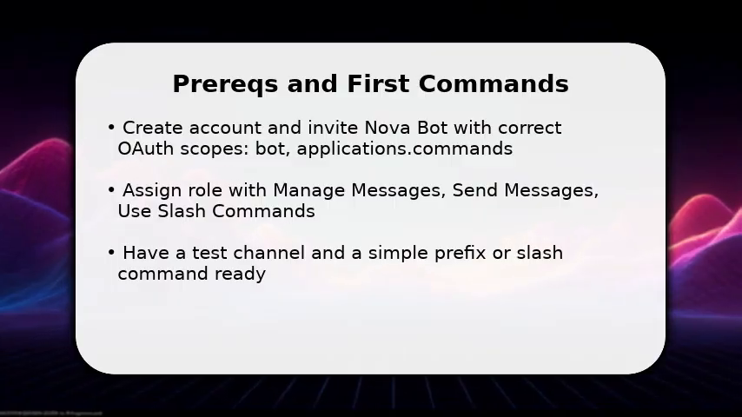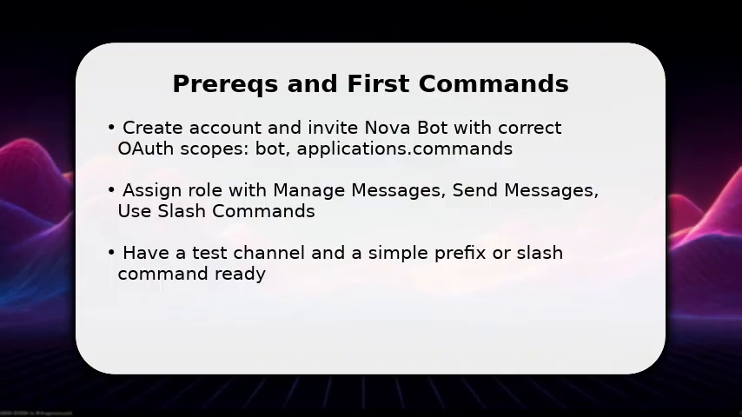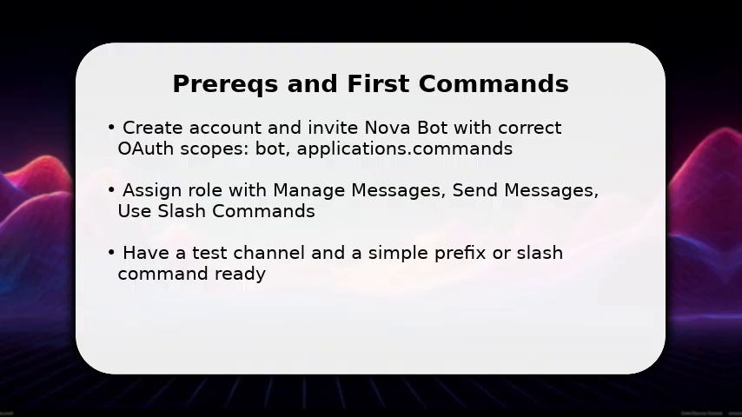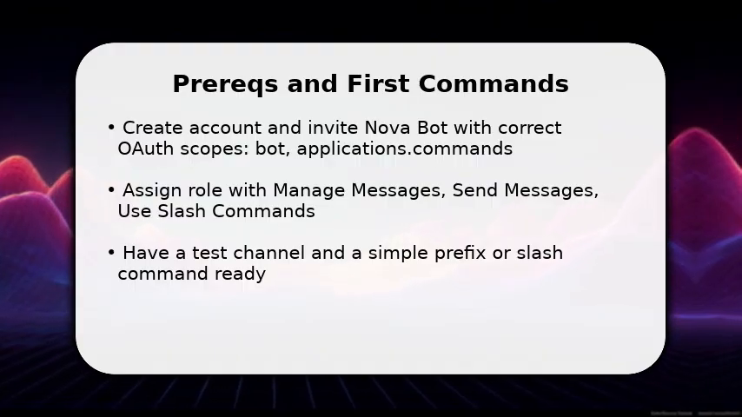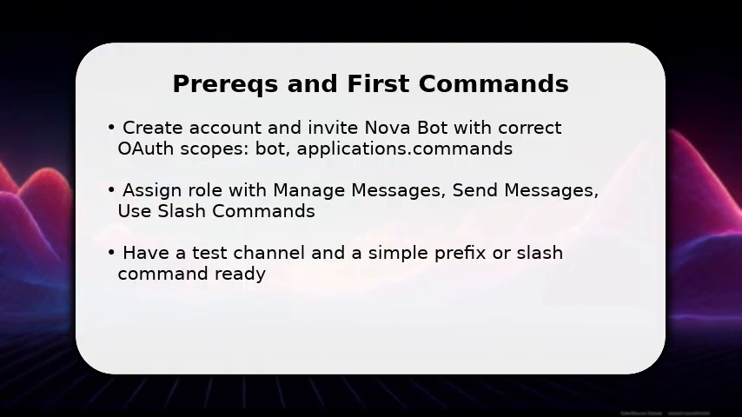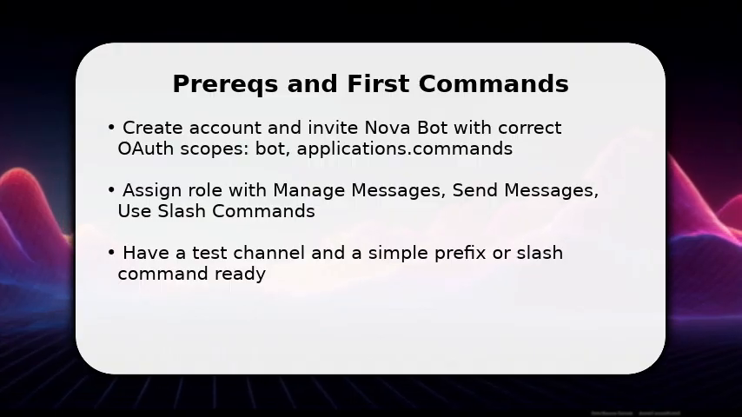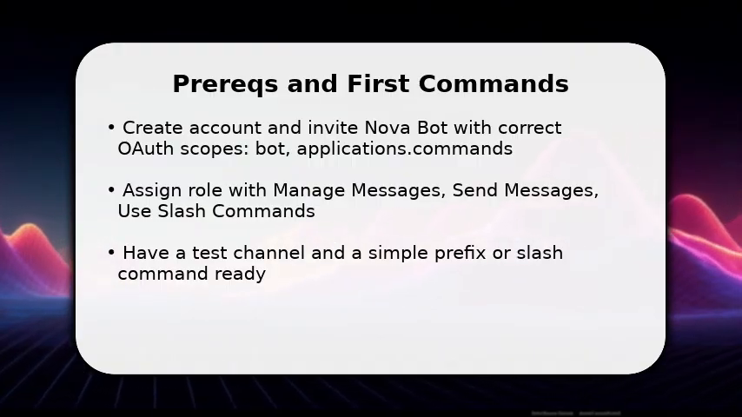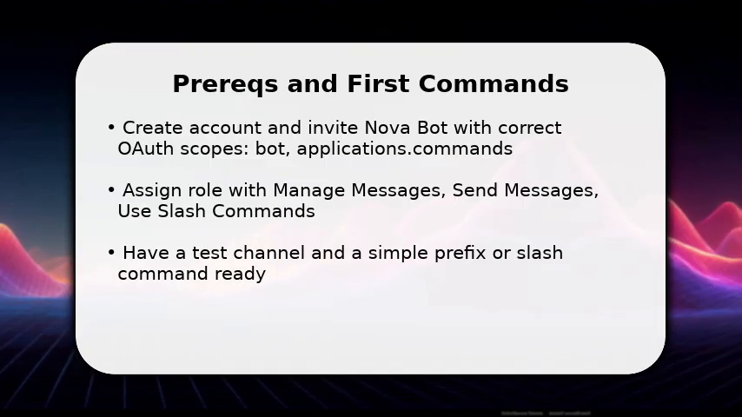You'll start by verifying prerequisites and issuing the first commands. Make sure you invited Nova Bot with bot and applications.commands scopes, then grant a role with manage messages and send messages. Once done, open a test channel and either set a custom prefix or use a / command. Type a simple help command to confirm responsiveness.